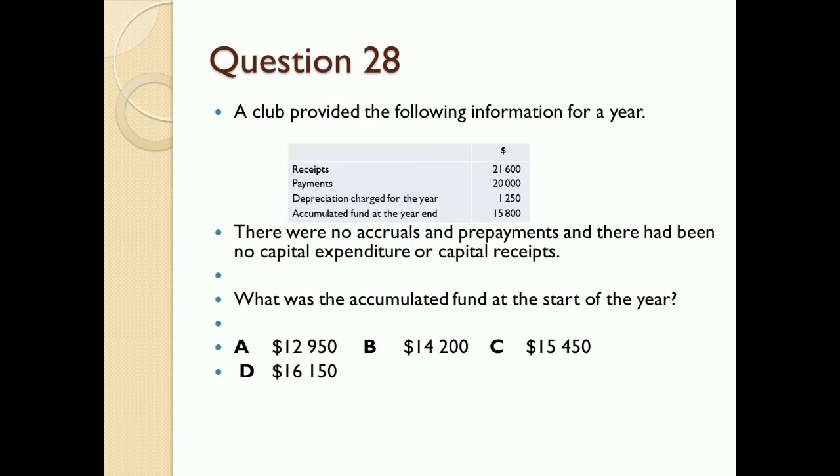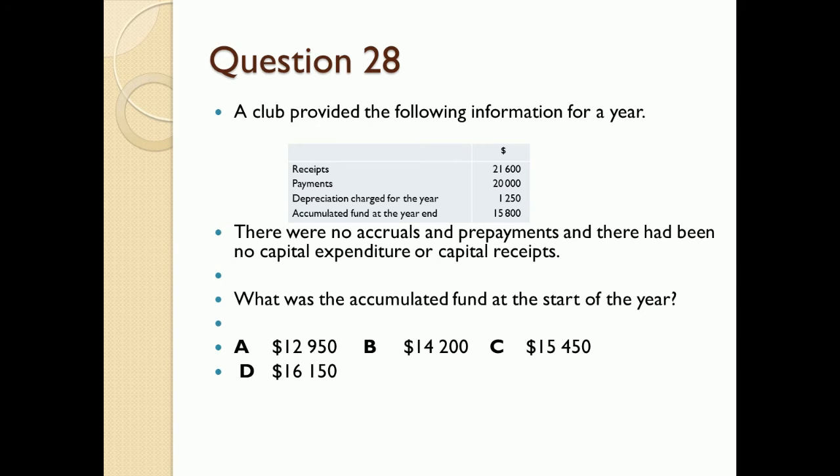Question number 28. A club provides the following information for the year. This is definitely a very important topic, that is NPO. This question is from that area. So receipts, payments, depreciation charge for the year, which will not be included in receipt or payment because it is a non-cash item, and accumulated fund at the end. Meaning it's the closing capital of that club. Capital is the term which is not used in clubs, that's why they are using accumulated fund. So at the end they have 15,800.